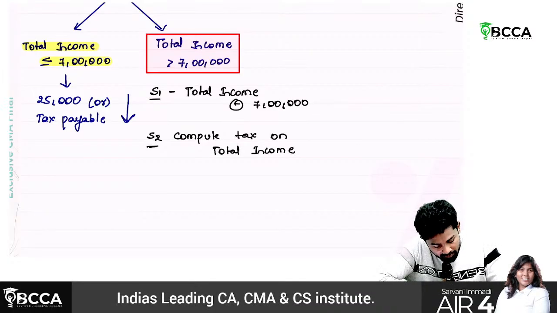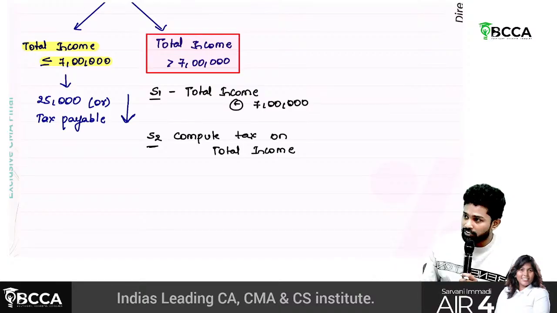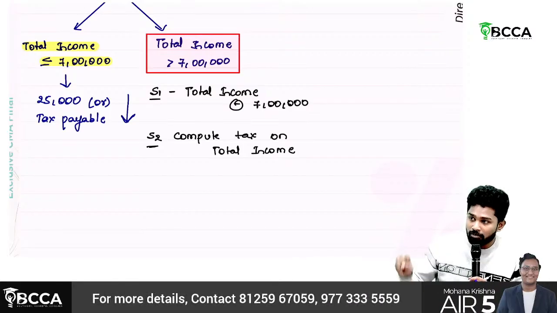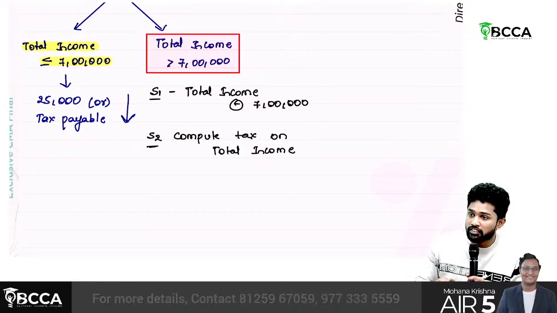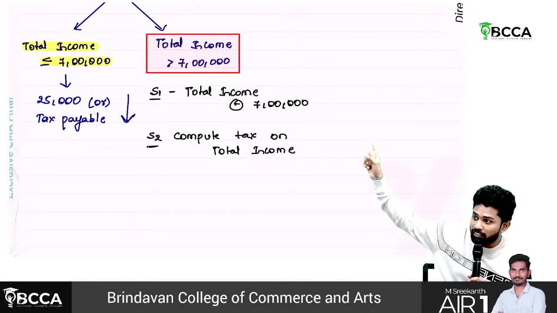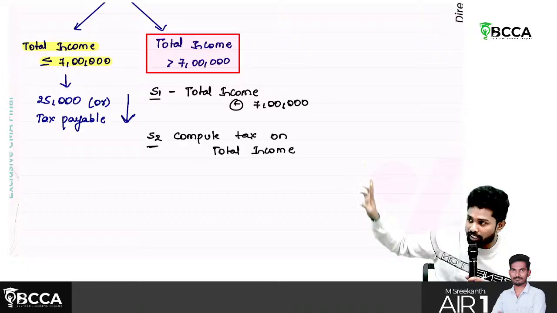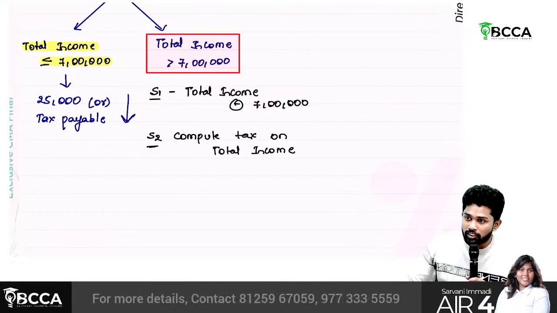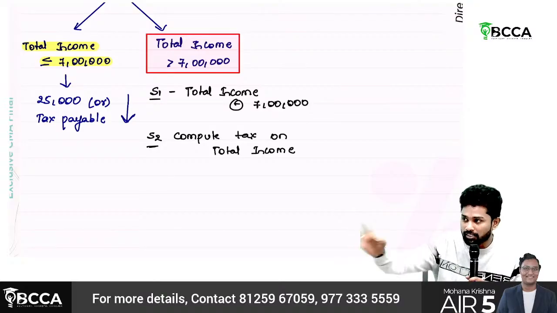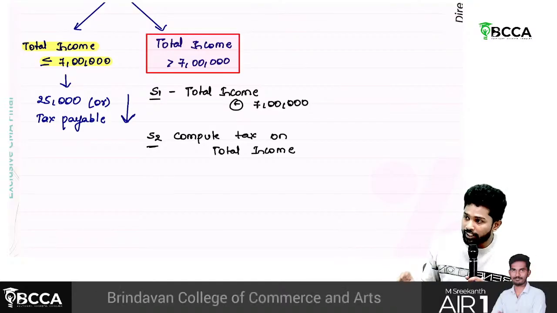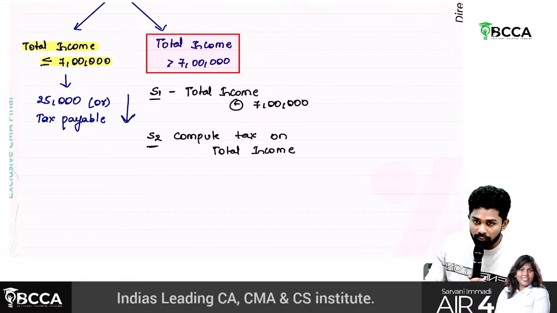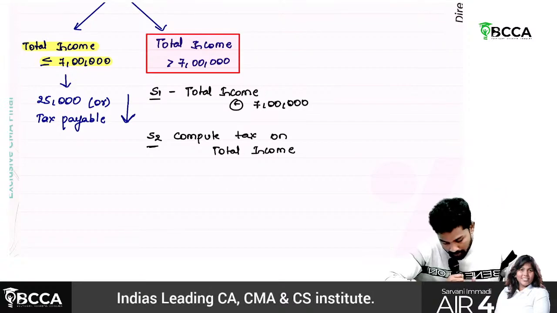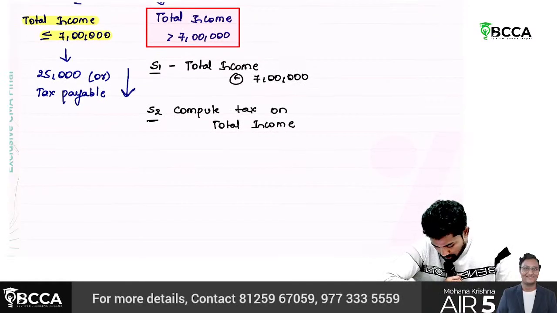So straight away, in the first step itself, we are finding out the difference. As in marginal relief, the step 1 we have taken is the difference between the given total income and the nearest surcharge limit. Here, we are finding out the difference between the given total income and 7 lakhs. Then step 2, we are calculating the tax on the given total income. Step 3, or else straight away.